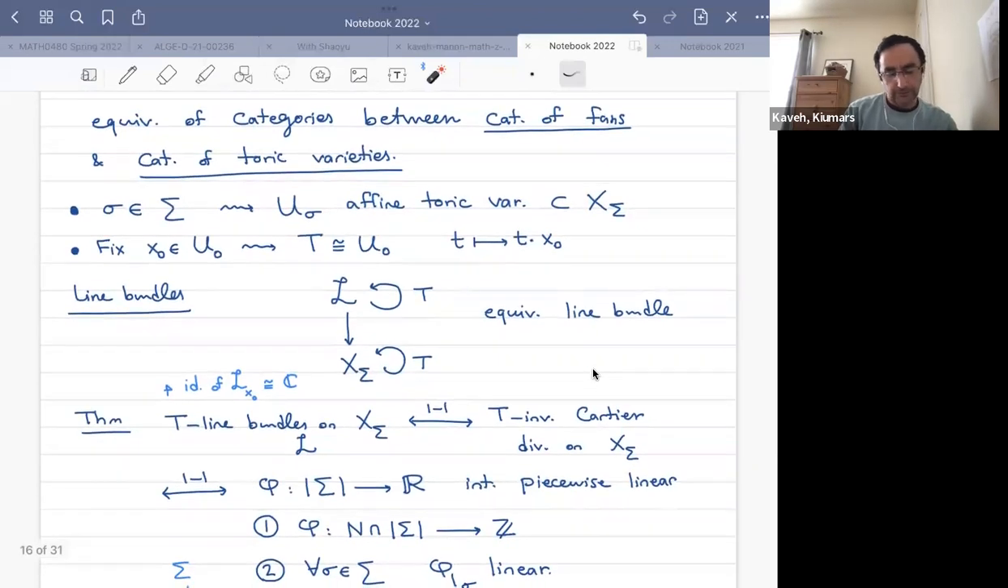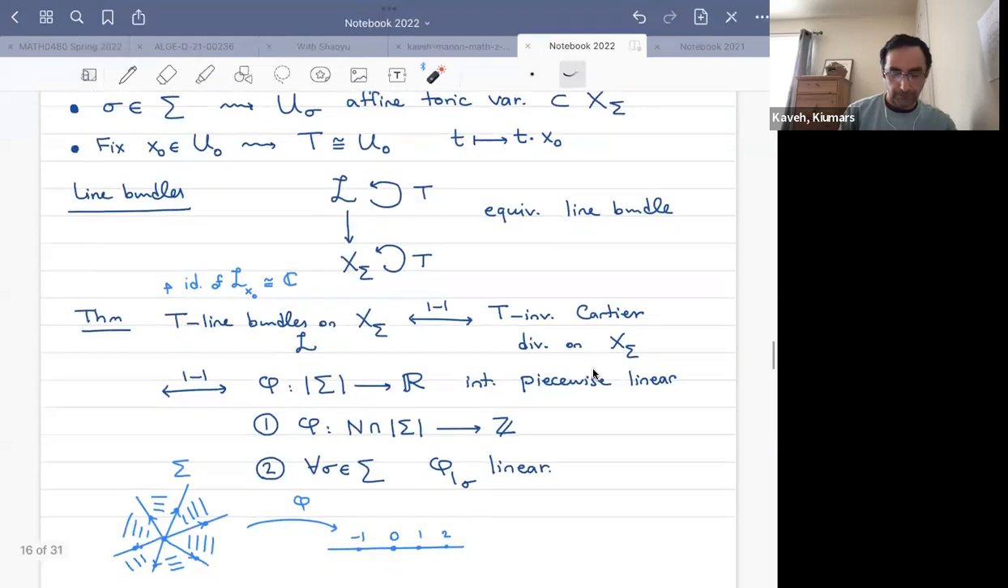And for the rest of the discussion, we fix a point in the open orbit in the torus. The open orbit is U0, corresponding to the origin in the fan. It's isomorphic to the torus itself. And then I fix a point in that open orbit. Fixing a point amounts to fixing an isomorphism of the torus and the open orbit.